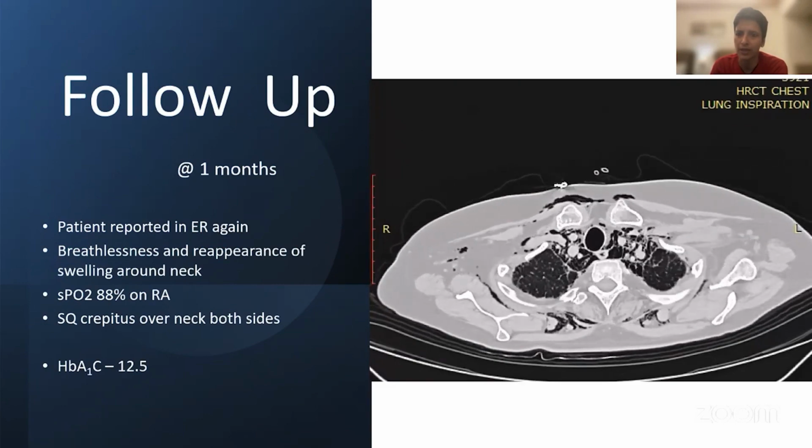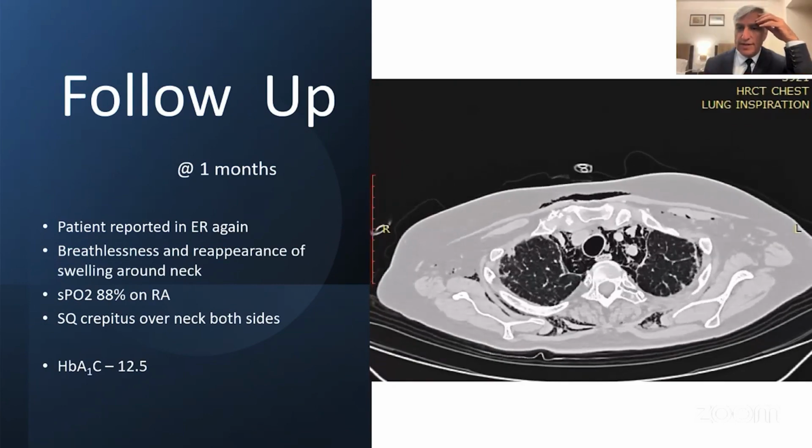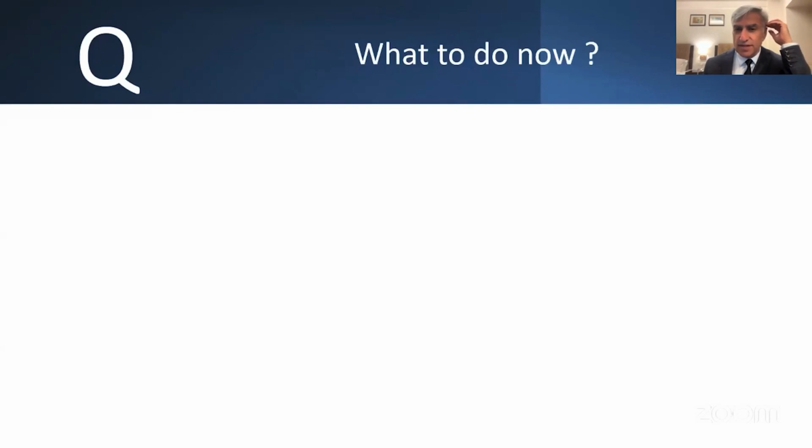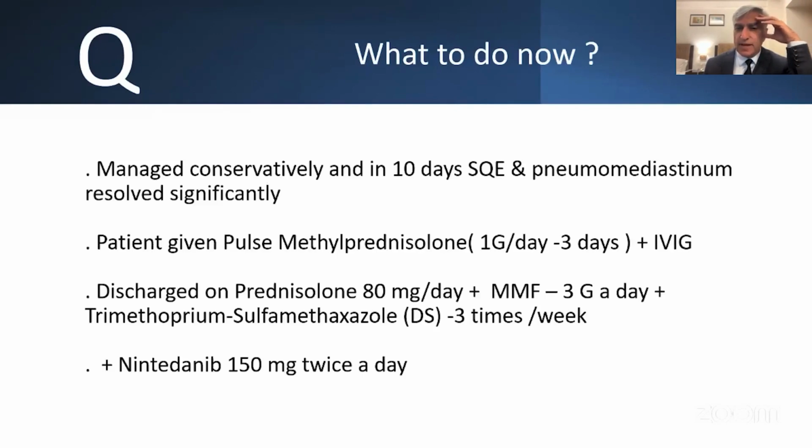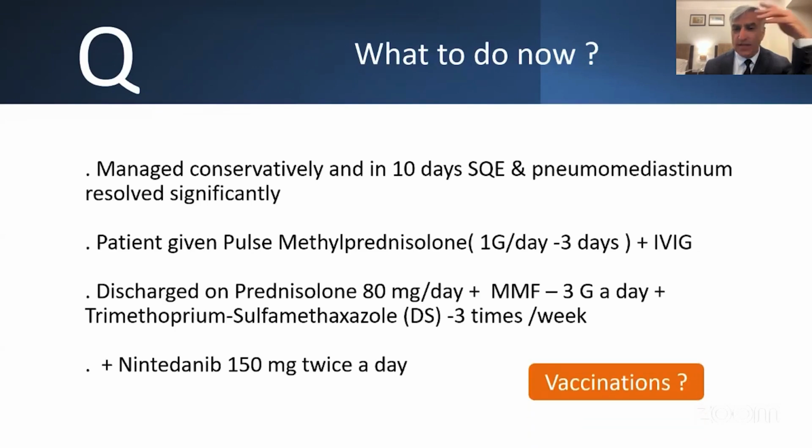So we'll move on to the next slide, Rahul, and I'll in the meantime ask Steve what would be your take on how to treat it. Actually, they're showing what we did. We gave another methylprednisolone 1 gram and IVIG and continued with rituximab, and MMF dose was increased finally to 3 grams per day for this patient. So what would you recommend besides transplant, of course, which is not an option? Yeah, not on the table.